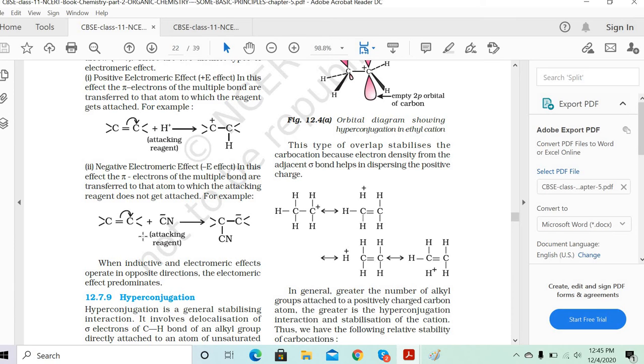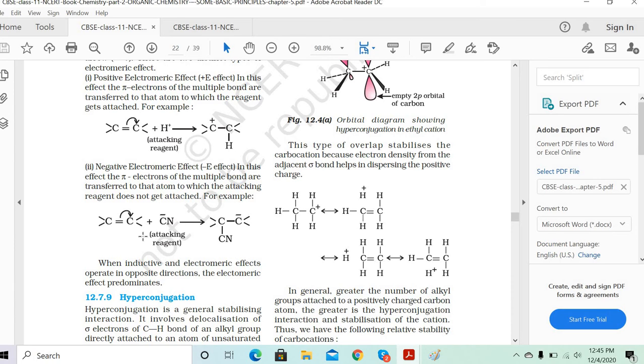Now this becomes a nucleophile. The cyanide ion will go and attack the carbon atom which has the positive charge, give the electron, and form the bond with that carbon atom. This results in the negative electromagnetic effect on the other carbon atom. Got it? Understood? Any questions or doubts?